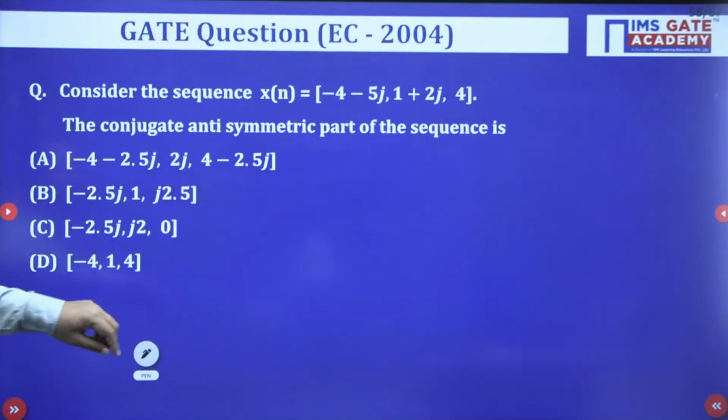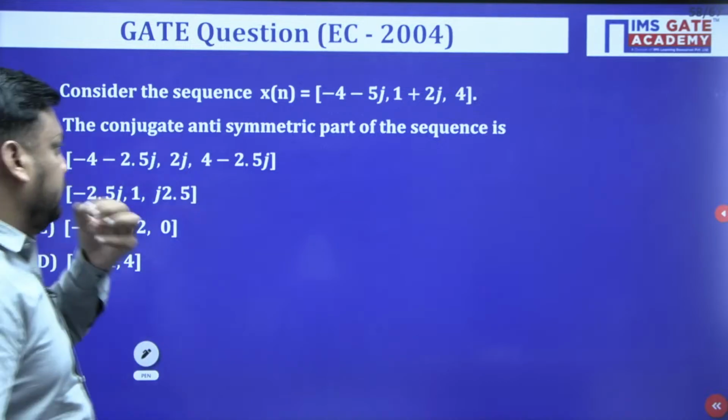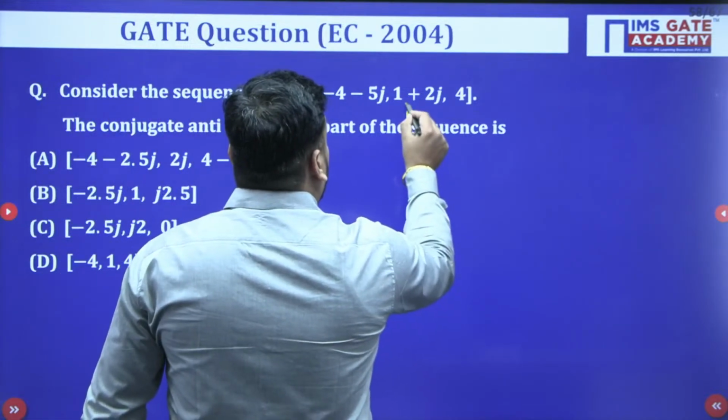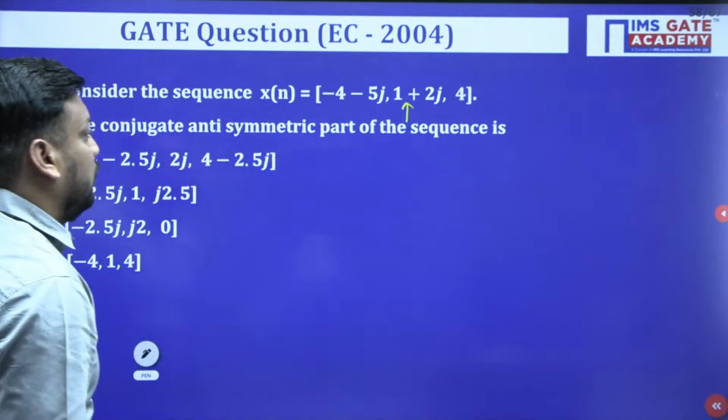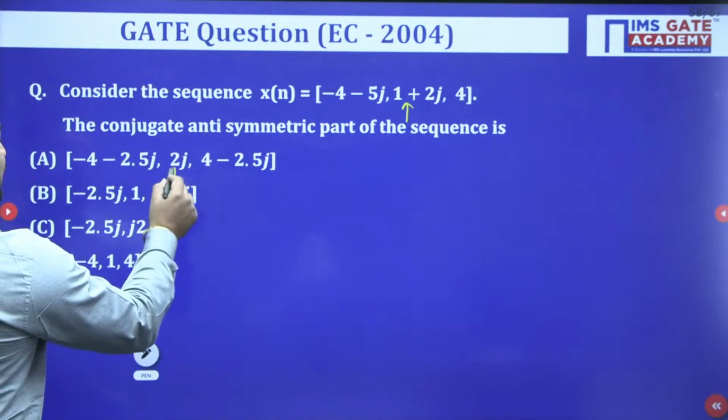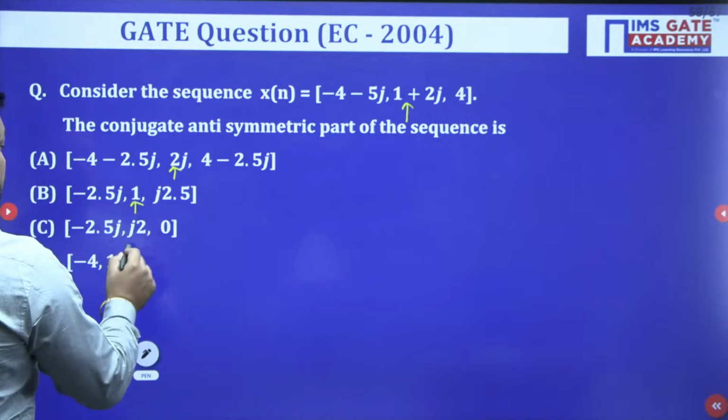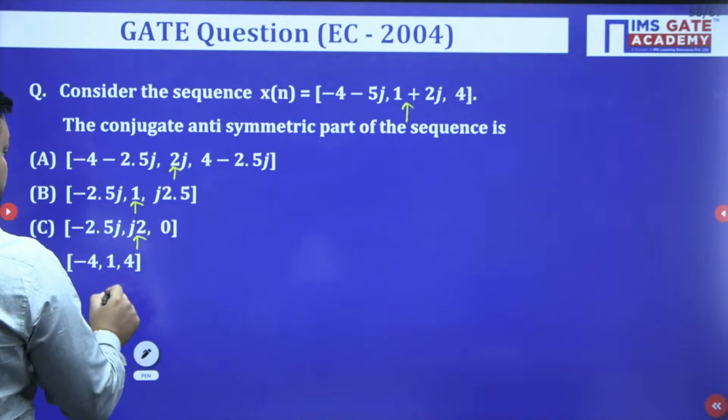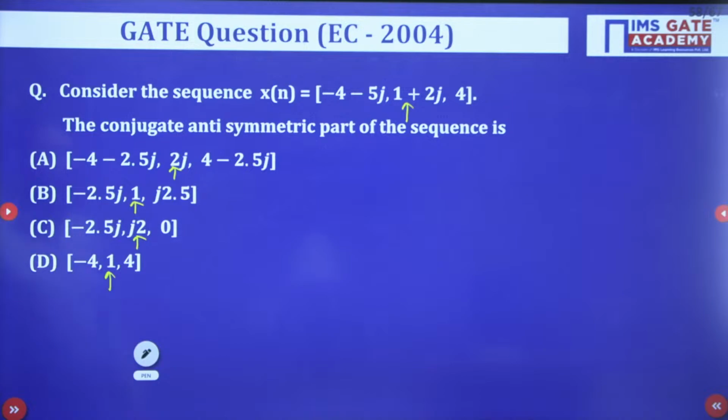So now here's the question. I am expecting an answer from you. Just tell me what the answer is. Here the arrow is actually at the origin.